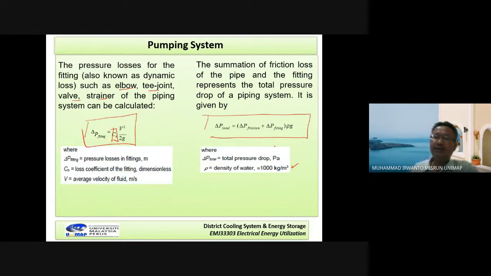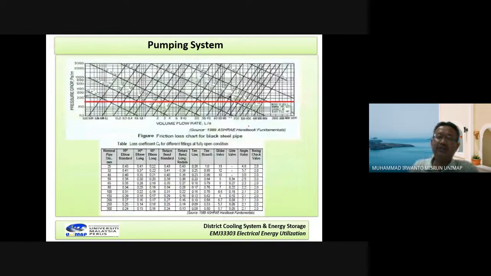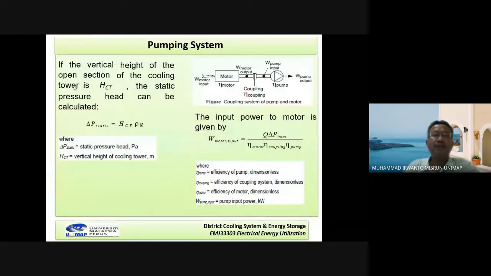Now remember, for friction, when we refer to this chart, just calculate how many meters of the pipes, and then multiply by this pressure drop, when we use one type of pipe in terms of the inner diameter. After this we want to discuss, for example, this one.